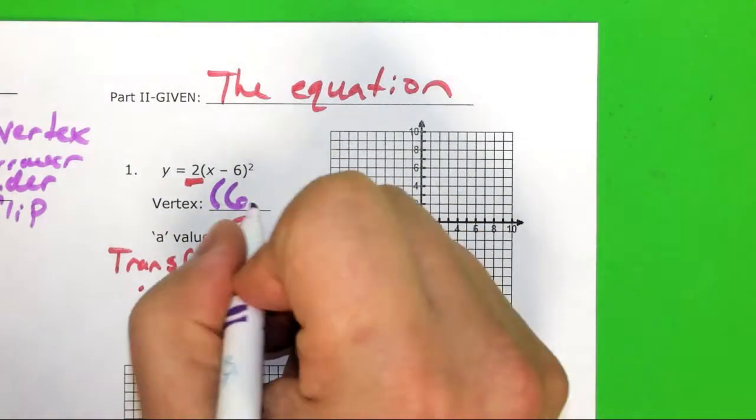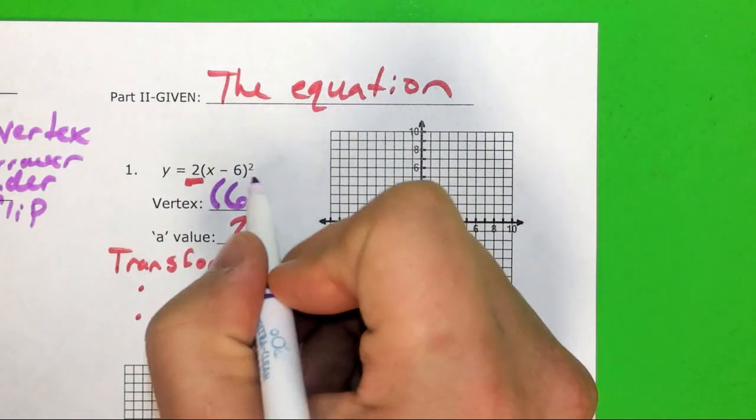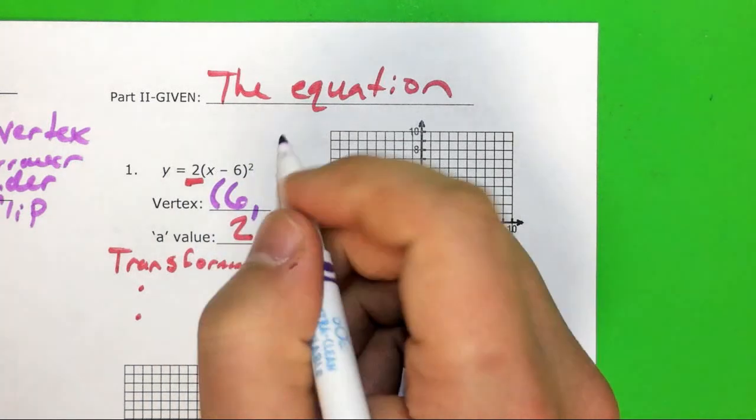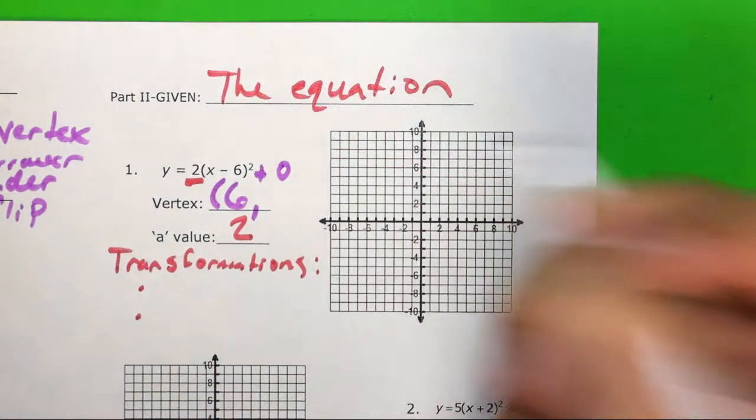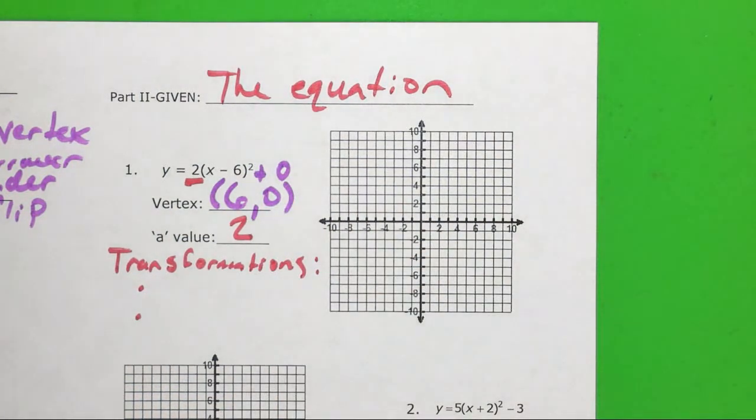Now the y value here, we don't see anything out here. There's no plus something, no minus something. So when there's nothing there, we can assume it's saying +0. So we'll go ahead and say that's 6, 0. Okay, so that's good for that. Now we have our vertex and we have our a value, so now we're ready to graph this thing.